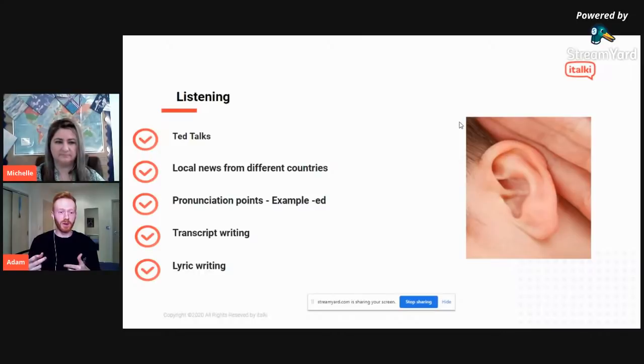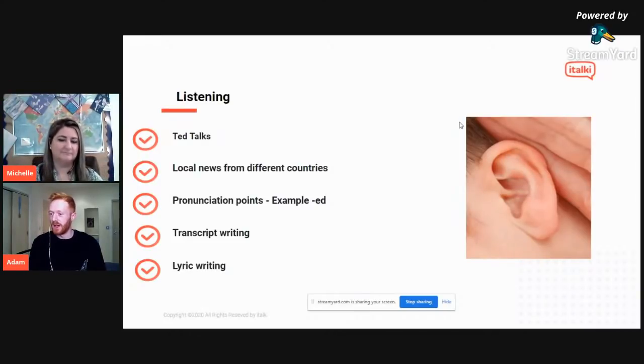You can play it back with them. You can explain the context or any words that maybe aren't clear, or if they're like idioms or phrasal verbs that don't have direct translation to what they're actually saying, you can break it down in its meaning. So that's a great way of doing that.